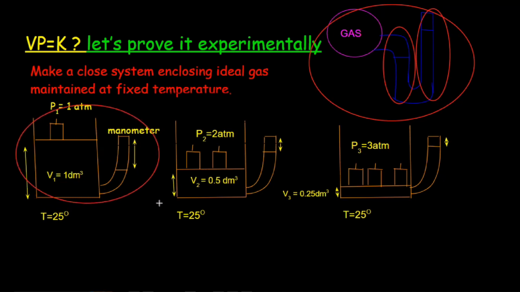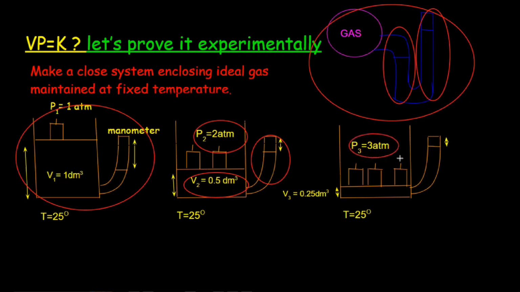So here this system is connected with a manometer. When we increase the pressure from 1 atm to 2 atm, the volume decreases from 1 decimeter cube to 0.5 decimeter cube, which means the volume is half when the pressure is doubled. When the pressure is again increased 3 times, the volume of the gas becomes 1/3 of the original 1 decimeter cube volume. So you can see that by increasing the pressure, the volume of gas decreases.